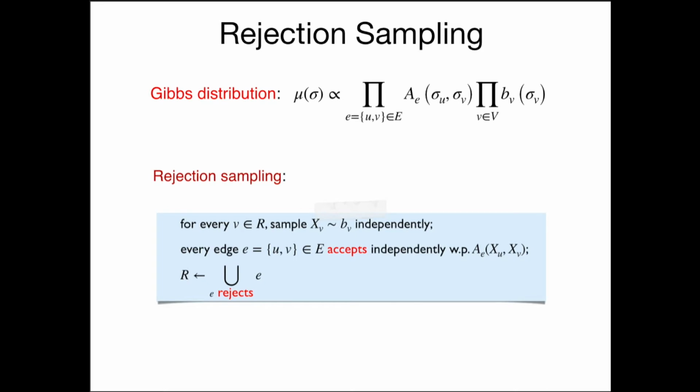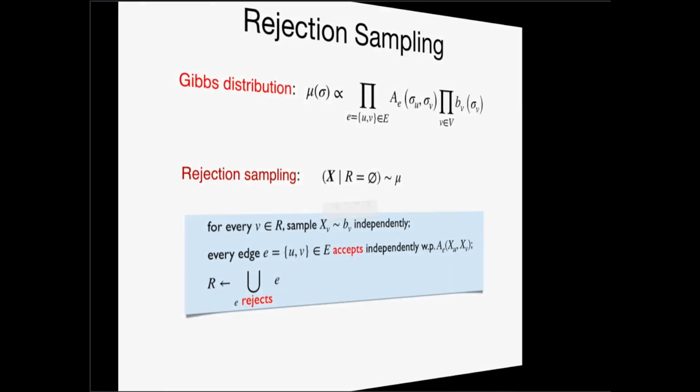Yeah, this classic rejection sampling generates the Gibbs distribution. So conditioning on that all edges accept, the sample is distributed precisely as the Gibbs distribution, although the probability of being accepted by all edges may be exponentially small.